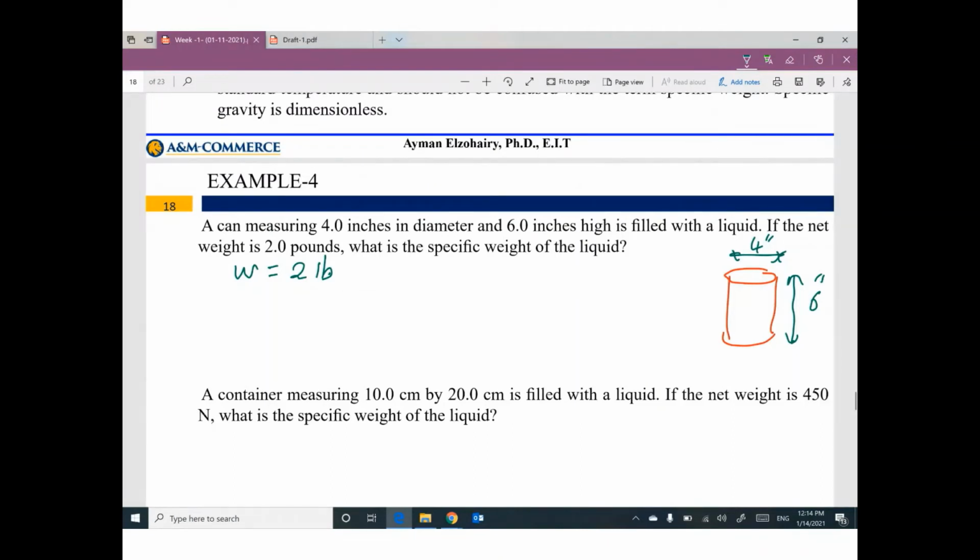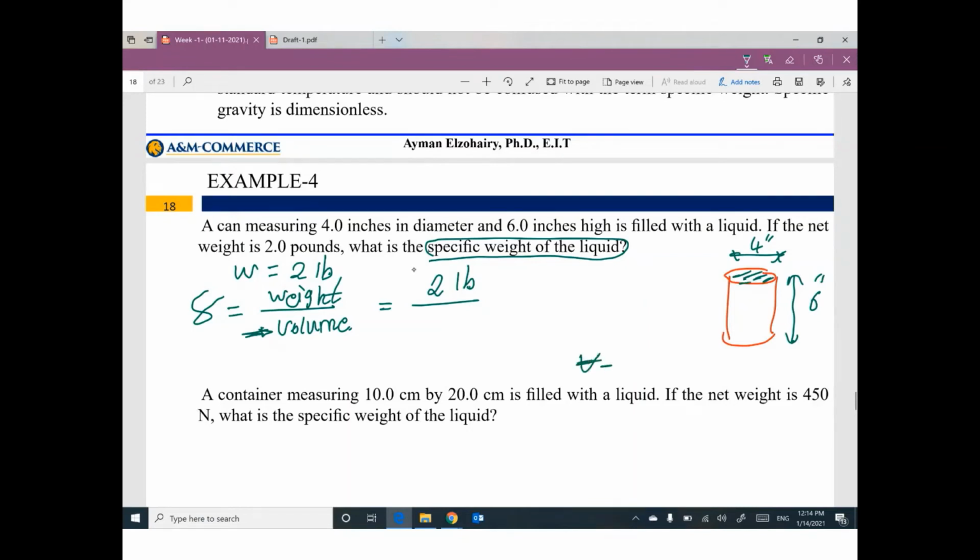Okay, we understand that specific weight of this liquid or any liquid or any material, specific weight gamma equal weight divide volume. I understand that the weight is given 2 pounds of this liquid. How can I figure out the volume of this liquid? Okay, the volume is inside this can. Can you tell me what is the volume of this can? If you can figure out the volume of this can, I can figure out the volume of this liquid.